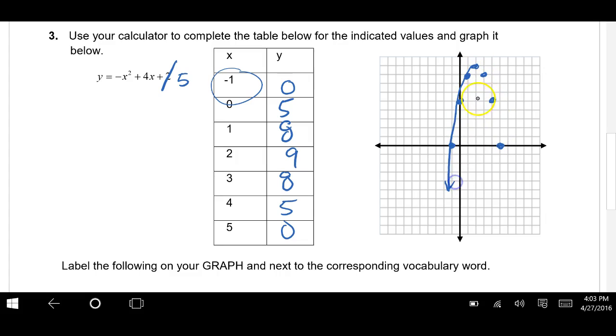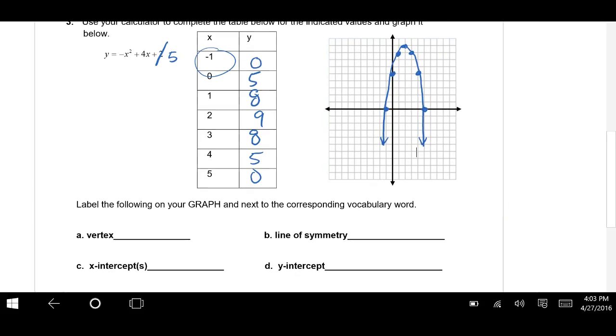And then we make our U. Oops, that's a bad line. Let's do that one again. It's a little better. All right, once we've graphed it, now we have to indicate all the values below. Okay, so we need to find the vertex, line of symmetry, x-intercepts, all those different things. So first, let's start with the vertex.